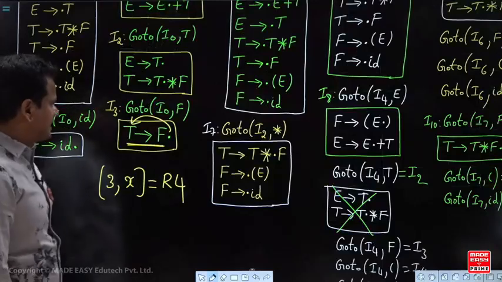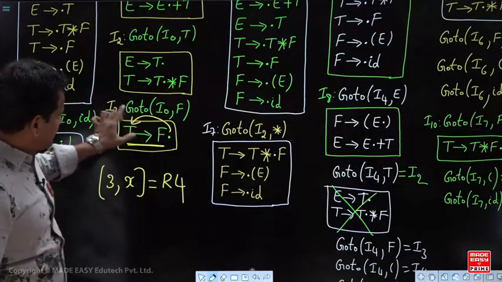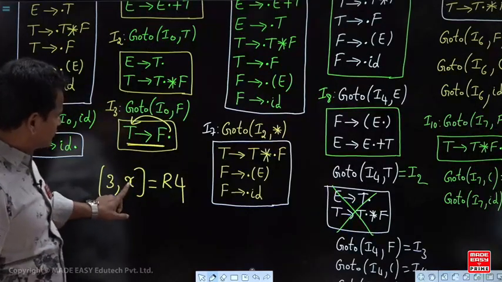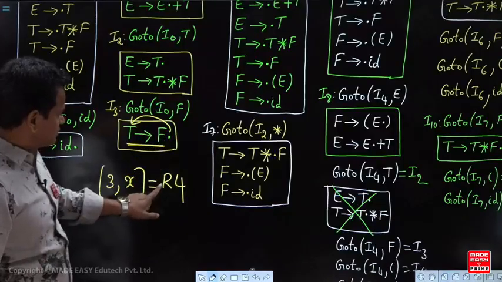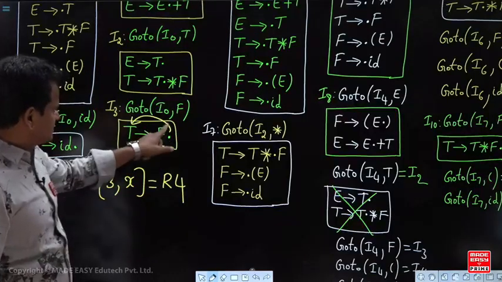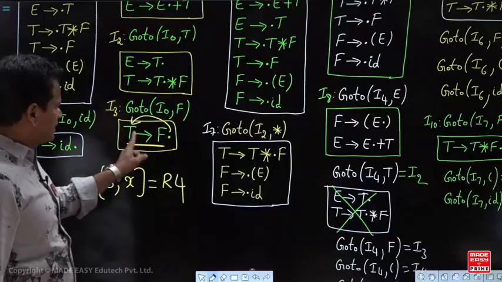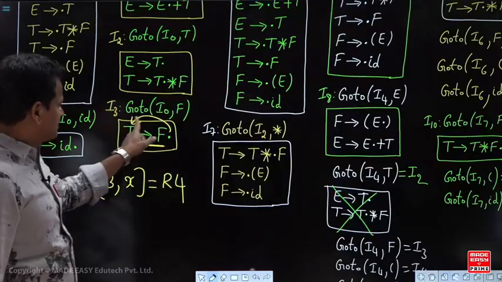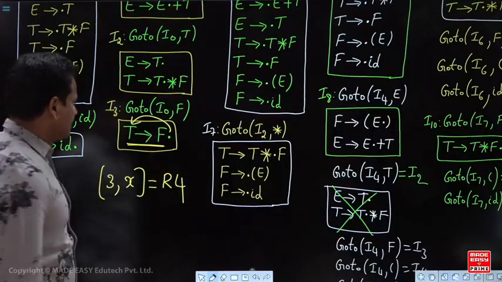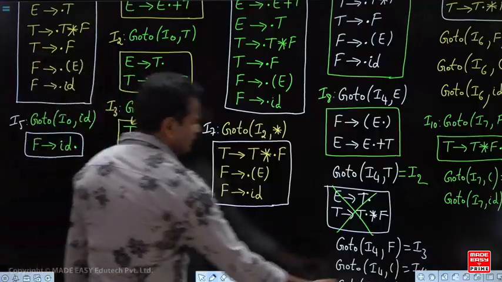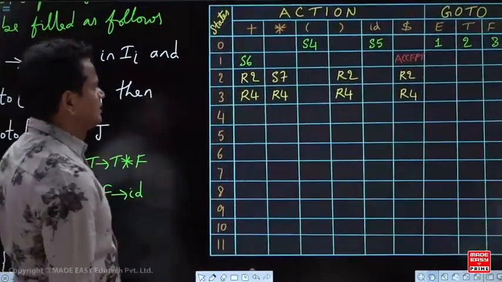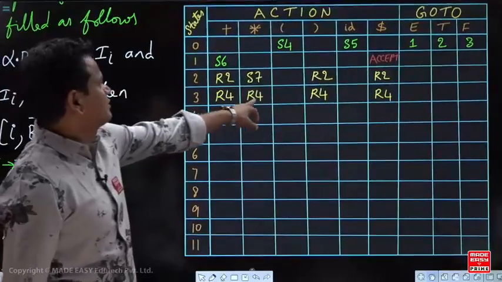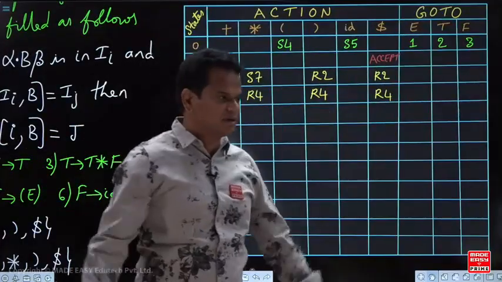Are you following? I repeat. This is the state I3, third row, xth column. It is dot end. Whenever end, reduce. In xth column, what is X? Follow of T. Why 4? Because the number of this production is 4, R4, and X is follow of T. Follow of T is plus, star, closed, dollar. Simple.